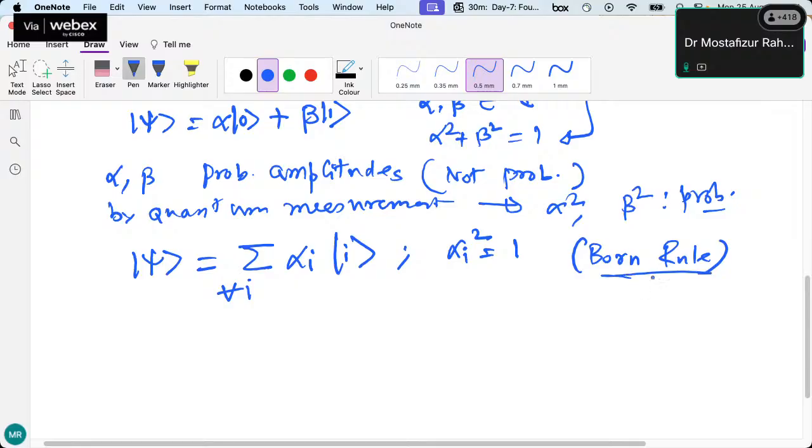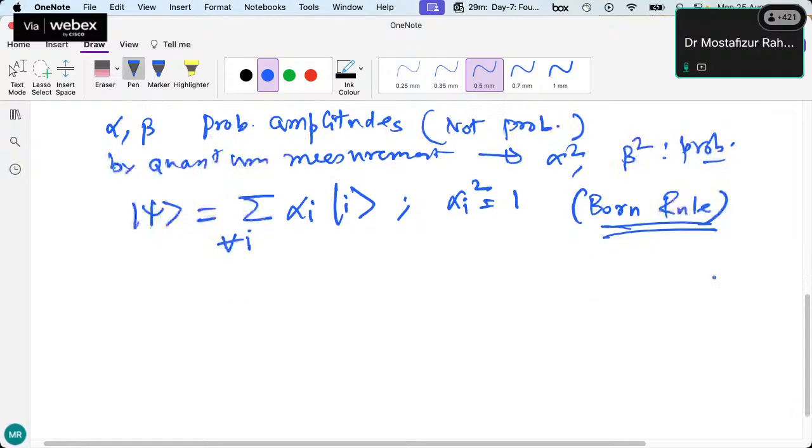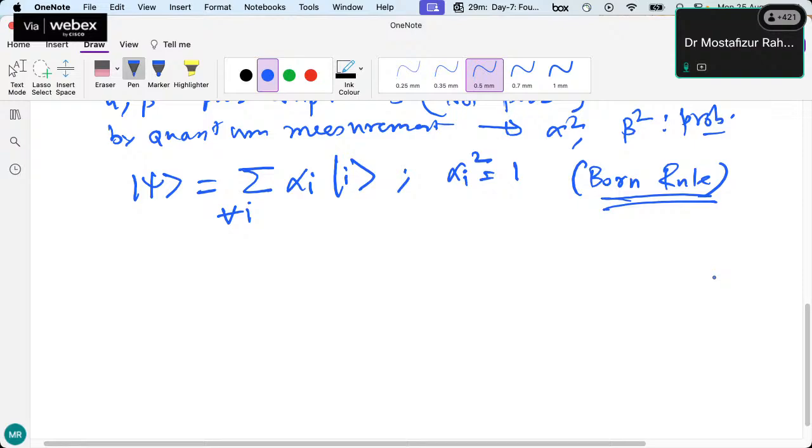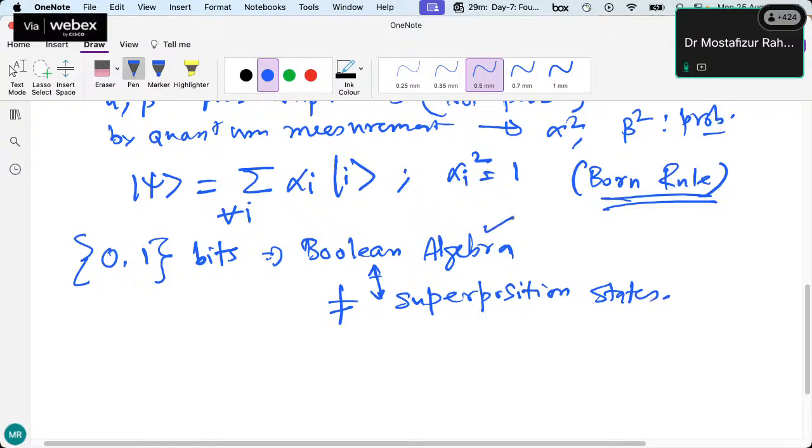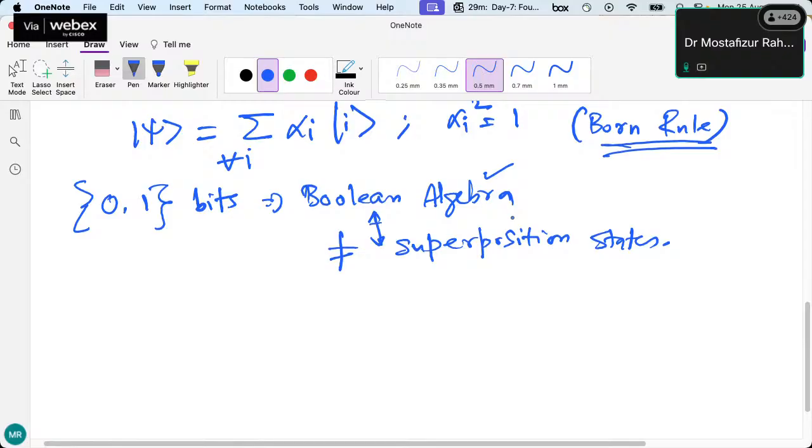So this gives the probabilistic interpretation, and I will speak more on this during the quantum measurement part. Instead of the classical or Boolean logic, basically 0 and 1, the classical information theory taught in digital communication, these are bits which follow Boolean algebra. And because Boolean algebra does not allow information to be represented in superposition states, we cannot follow Boolean algebra for quantum computing, quantum technology or quantum communications, right?